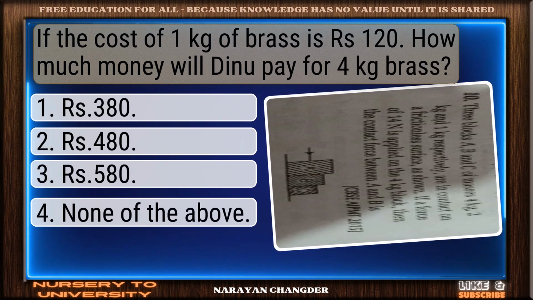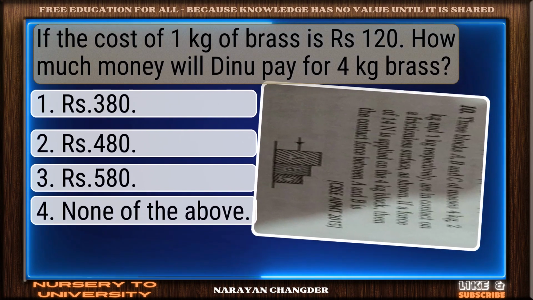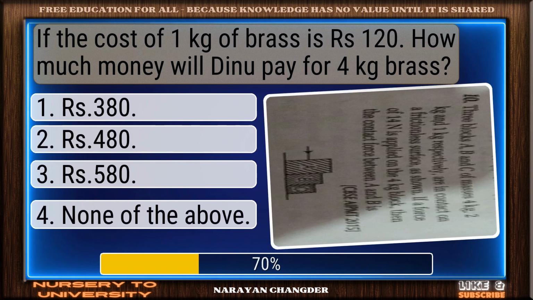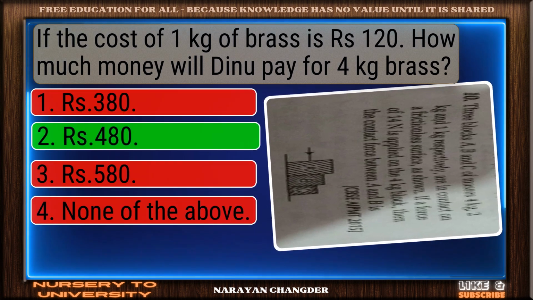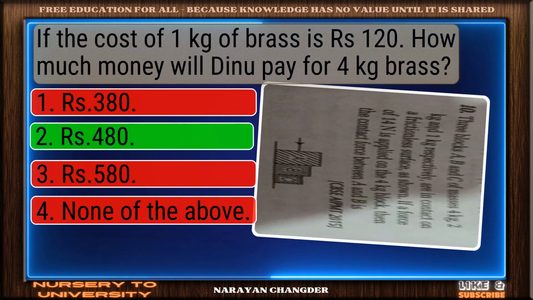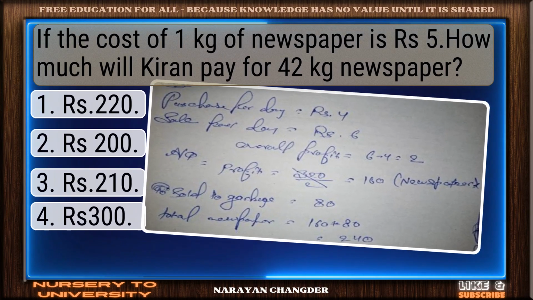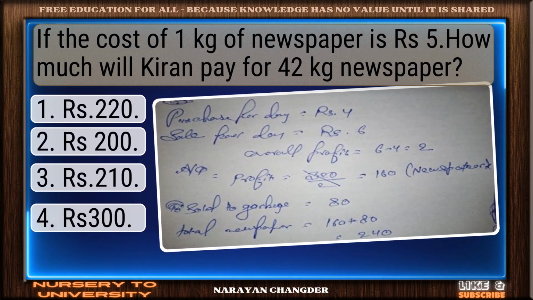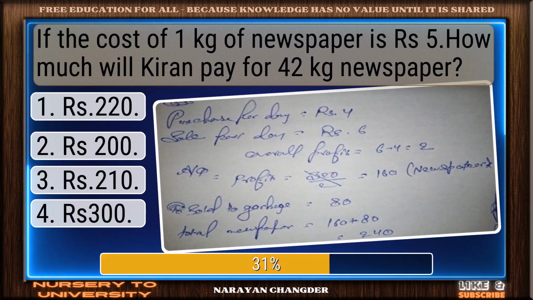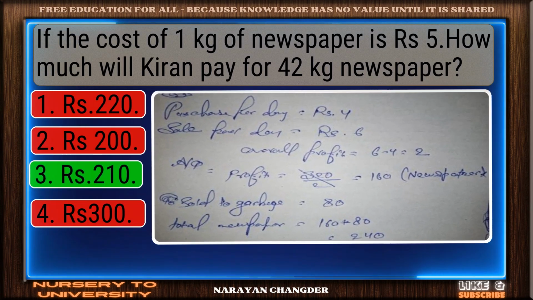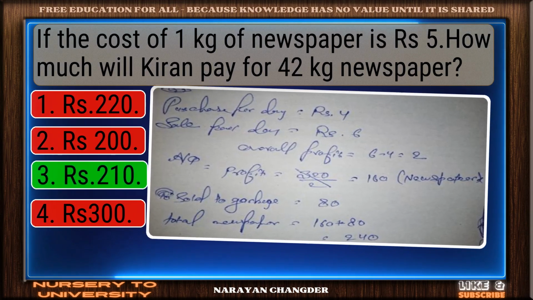If the cost of 1 kg of brass is Rs 120, how much money will Dinu pay for 4 kg brass? Excellent. Rs 480 is a brilliant choice. If the cost of 1 kg of newspaper is Rs 5, how much will Kiran pay for 42 kg newspaper? You're right. Rs 210 is the correct answer.